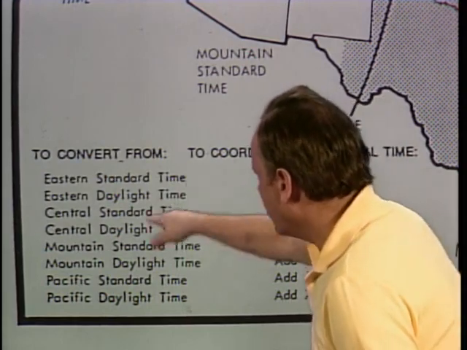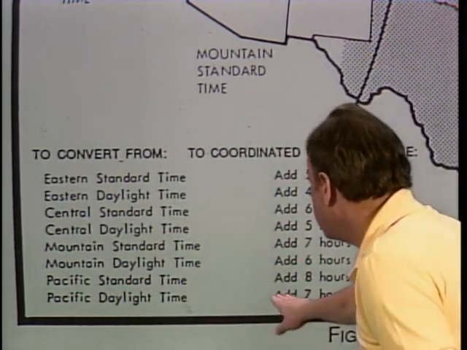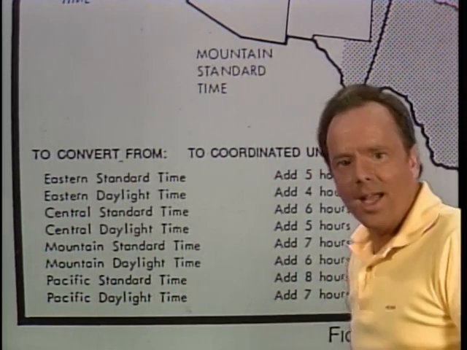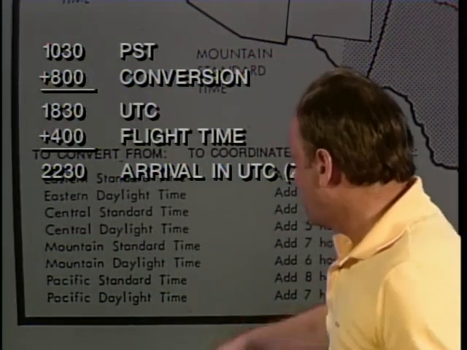To convert from Pacific Standard Time to Coordinated Universal Time, in this case, you'd add, and it says right there, add 8 hours. All right, now here's the way they're going to ask you a question about it. They're going to say an aircraft departs at 10:30 Pacific Standard Time for a 4-hour flight to an airport in the Central Standard Time Zone. Now the question is going to be, what time will the landing be in Coordinated Universal Time?